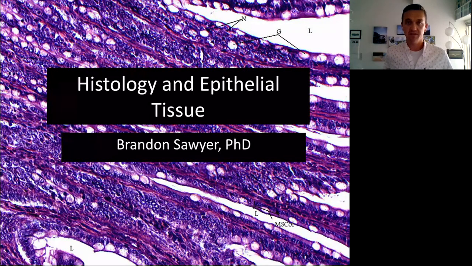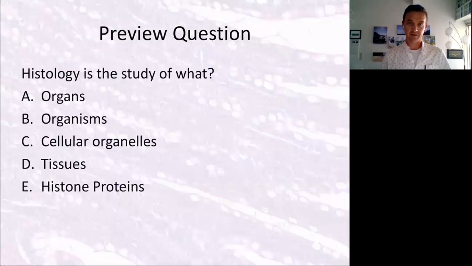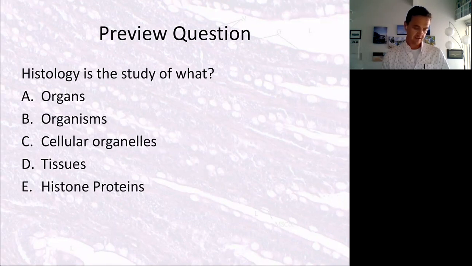So today we get to dive into the study of tissues. We're going to look at histology, and then we're going to look at our first true tissue. We started at the chemical level, then cellular, and now we're going into the tissue level. Histology is the study of what? Histology is the study of tissues.